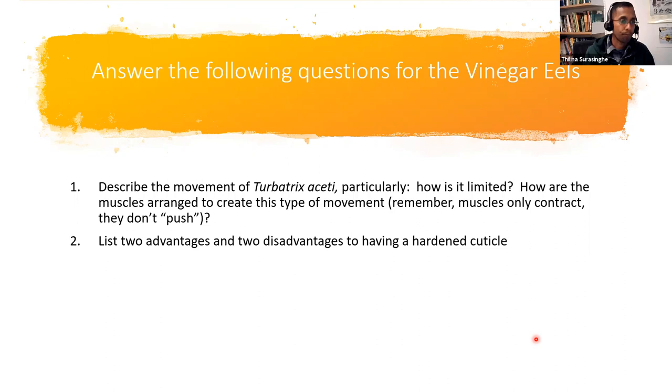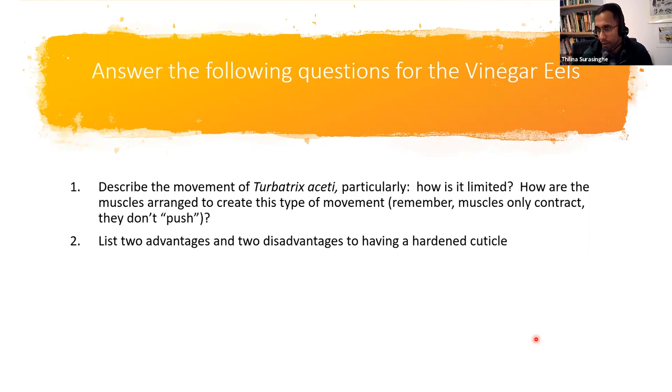And what kind of advantages do you have when you have a harder skeleton, cuticle? What kind of disadvantages can you have? Well, the advantage obviously is protection, right? Protection from external damage. A disadvantage could be they cannot absorb food or complex material through their skin. They have to eat through their mouth, right? Those could be the disadvantages.